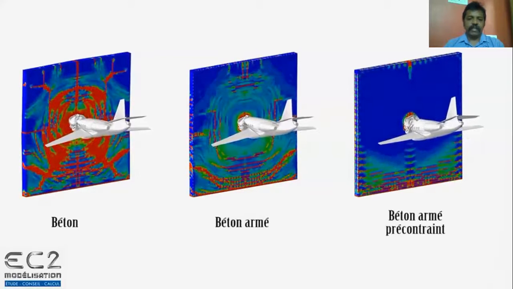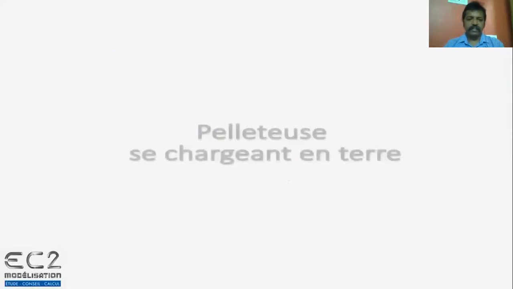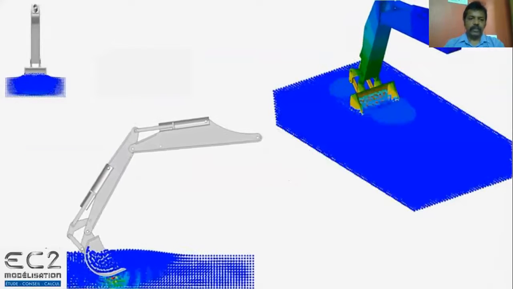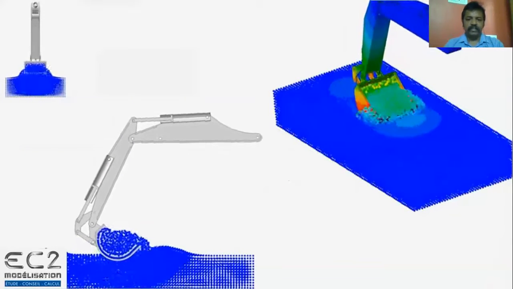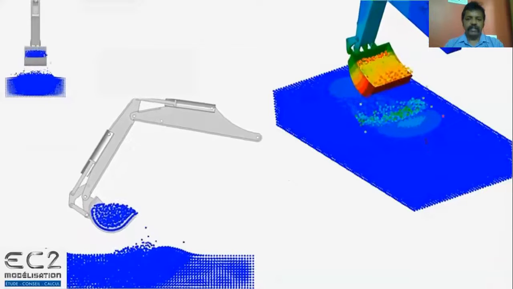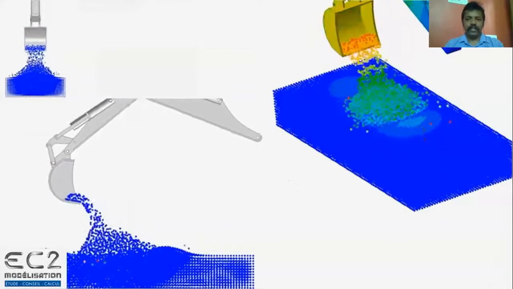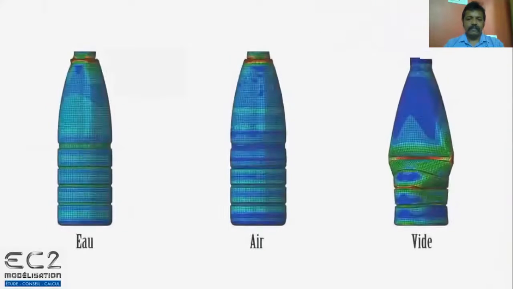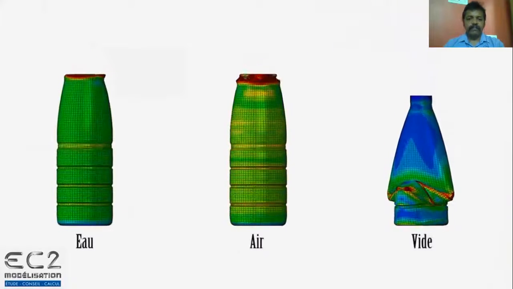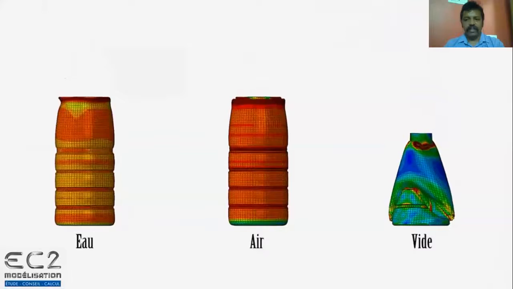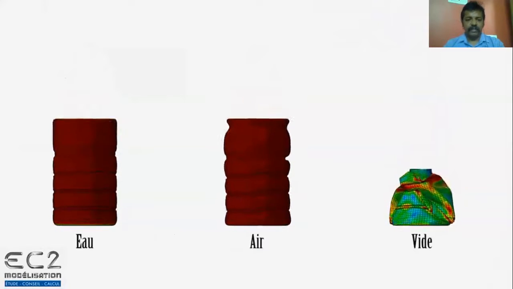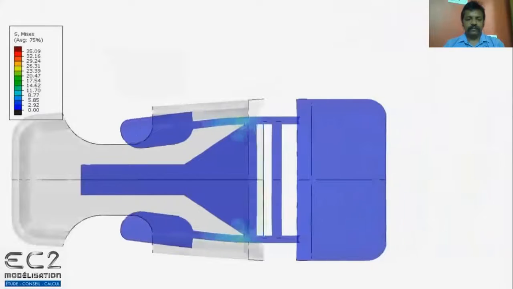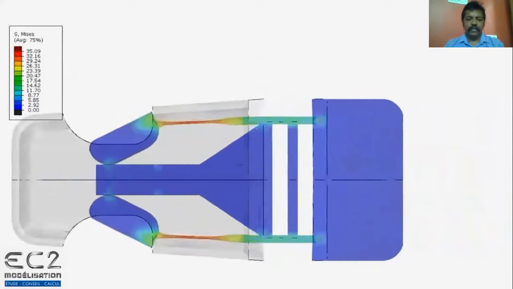This is an aircraft crash analysis. This is what I told you. This is known as SPH analysis, where you can understand the amount of soil which gets loaded into the bucket, which is what is going to create the stress. This is a kind of buckling analysis. Buckling analysis even applies to a bottle. This is the plastic clip which I mentioned.